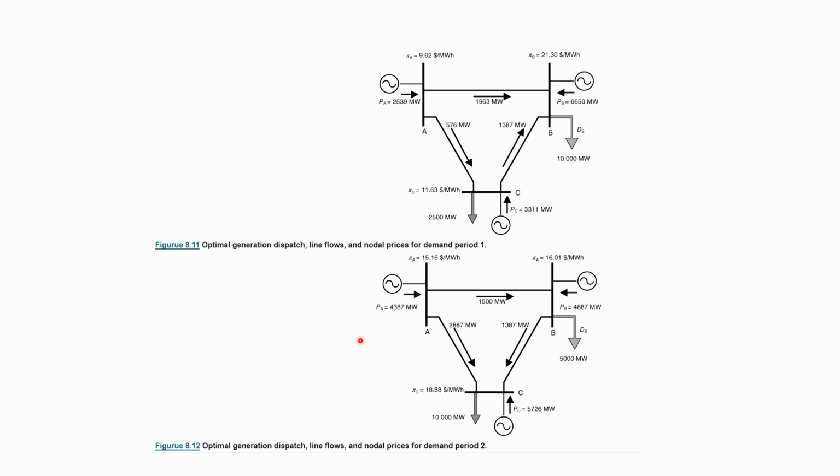And here in period 2, you can see the flows that will go here, and in this period we in fact need production here, because we have a much higher demand than production here.